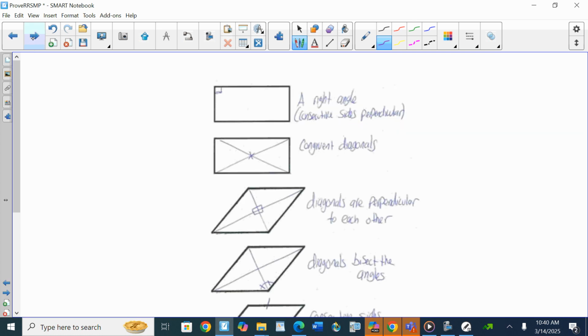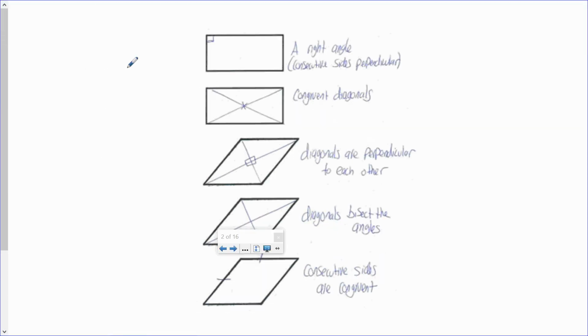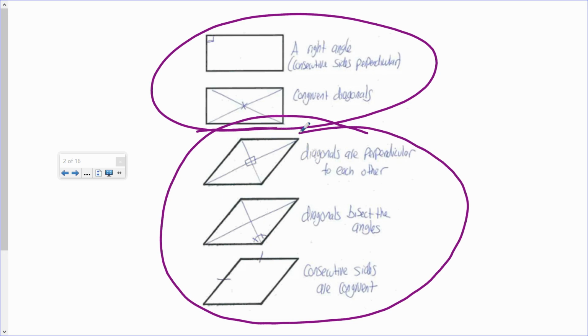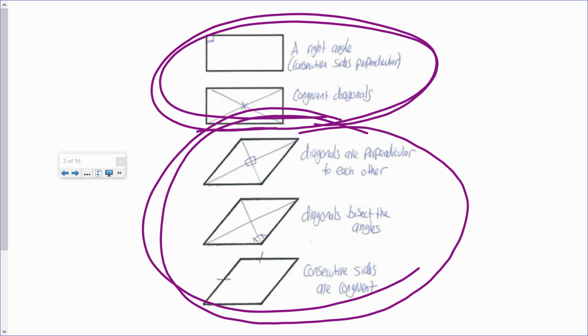So we're going to start with the multiple choice. That's not the objective of this lesson, but we need to understand the multiple choice before we can do the proofs. So again, these are all parallelograms. A rectangle is a parallelogram with one of these two. A rhombus is a parallelogram with one of these three. A square must have one of these and one of these.